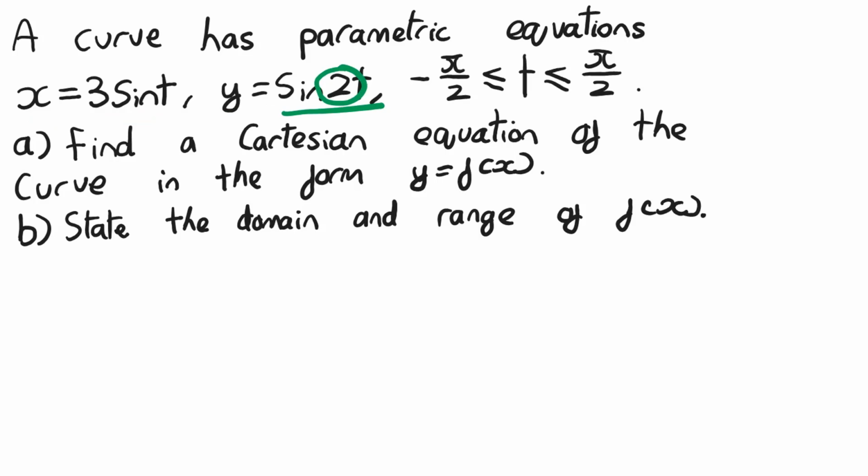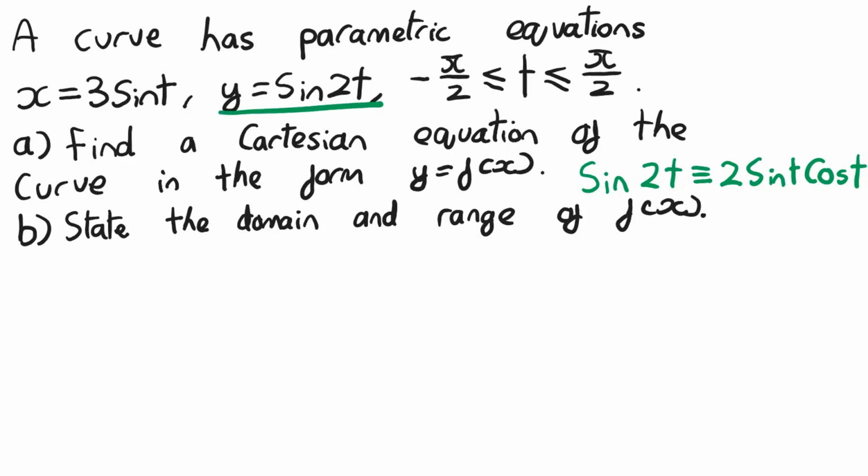with the 2 inside the trig function. And when you have something like this, it is a sign that you need to use the double angle formula. Now, we did a video on the double angle formula back in year 2 of chapter 7, so go back to that if you need a reminder. But the double angle formula for sin 2t is equivalent to 2 sin t cos t. So what we can do is we can rewrite this y parametric equation here as y is equal to 2 sin t cos t.